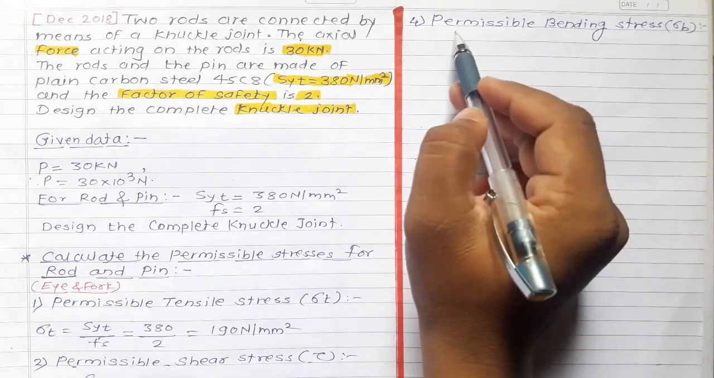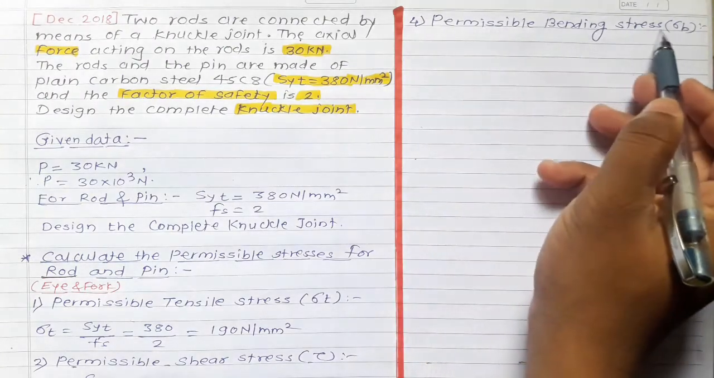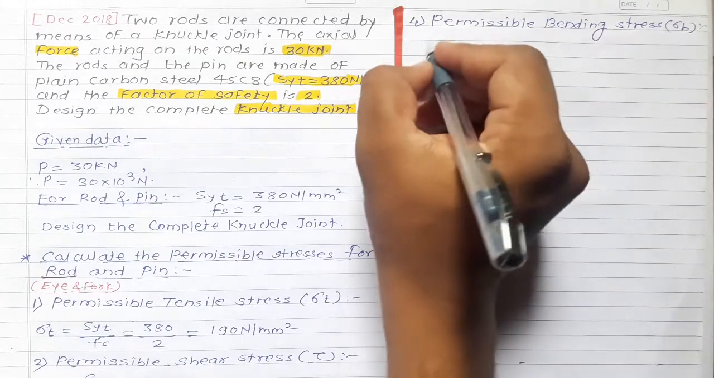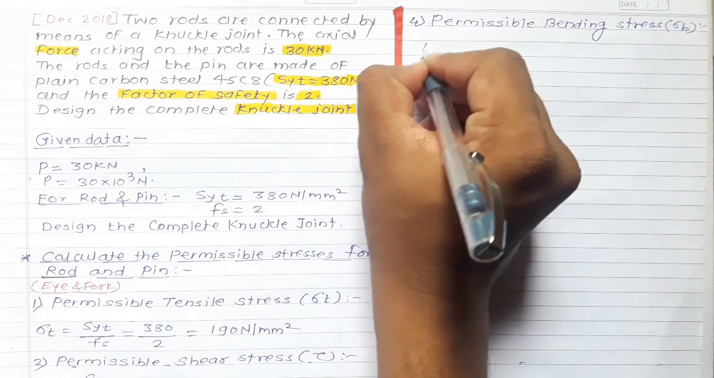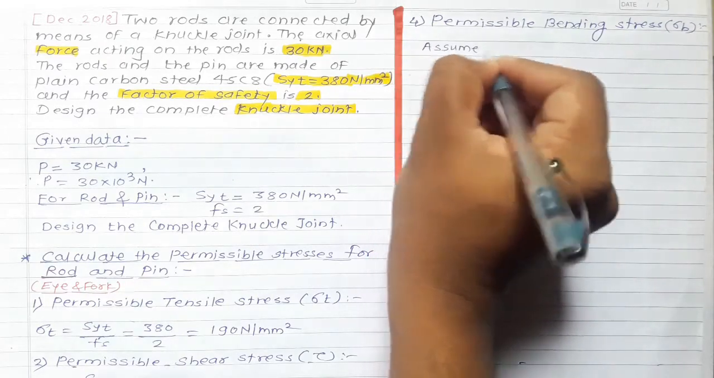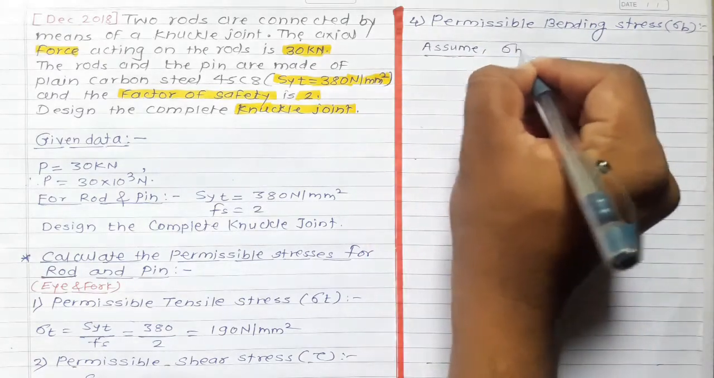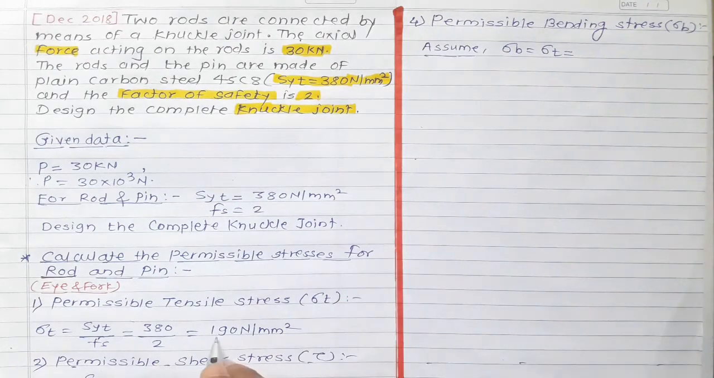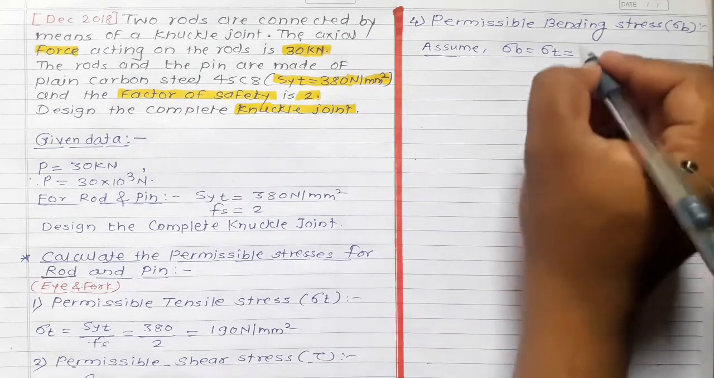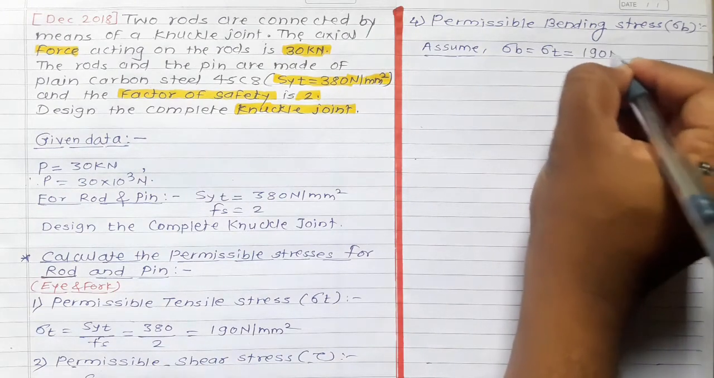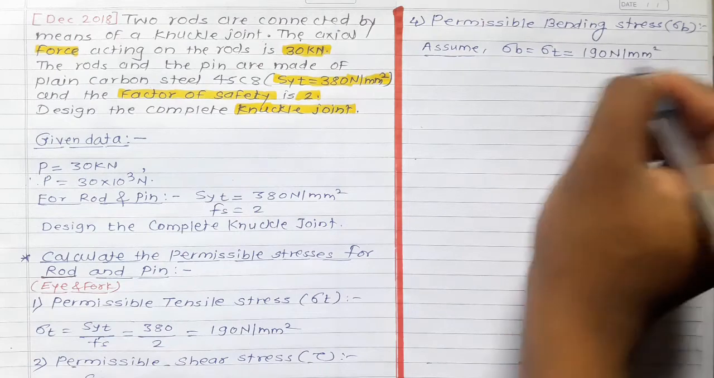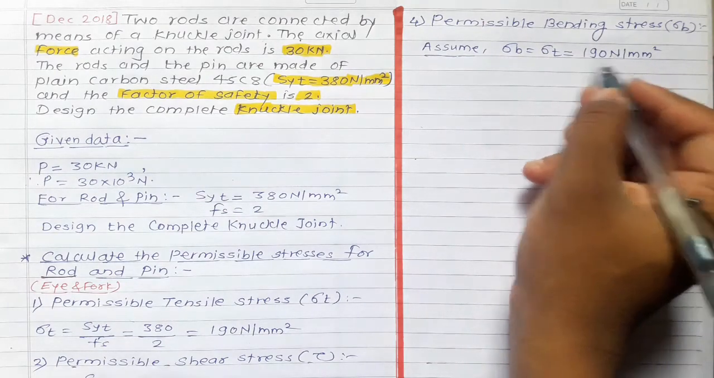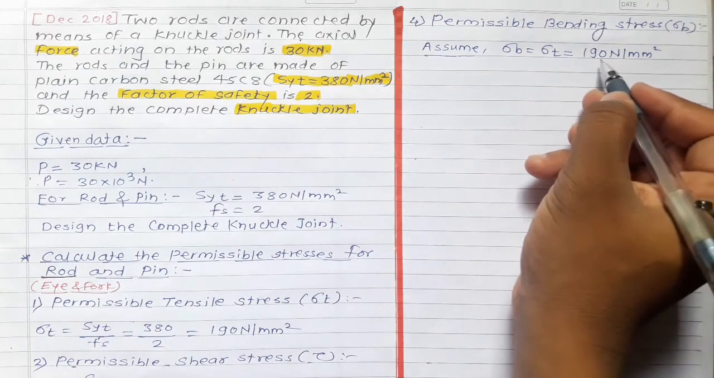Now fourth permissible stress is permissible bending stress that we require to solve this problem, which is denoted by sigma b. So now we know that this permissible bending stress, we have to assume is equal to permissible tensile stress, and the value of permissible tensile stress is 190 Newton per mm square. So we have to write this value here, 190 Newton per mm square.